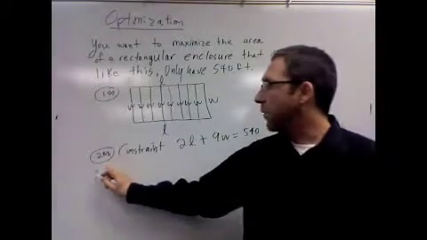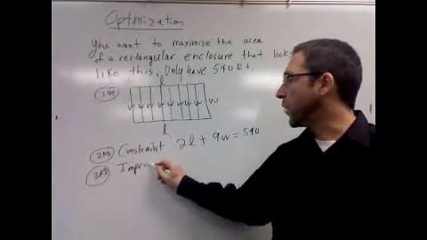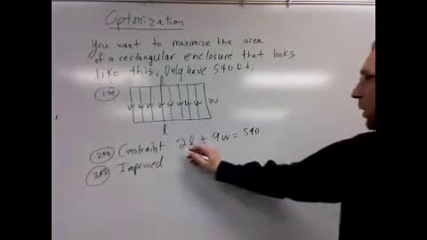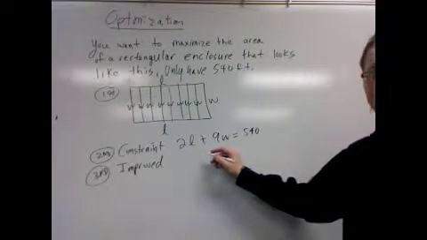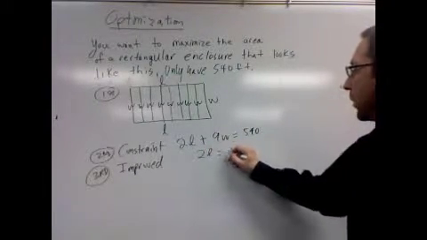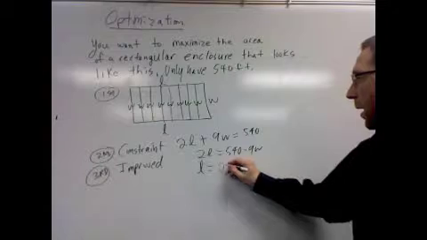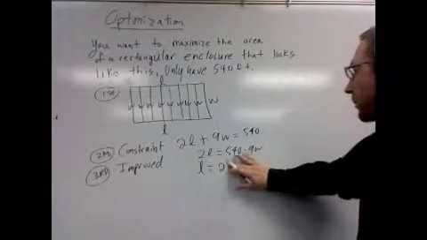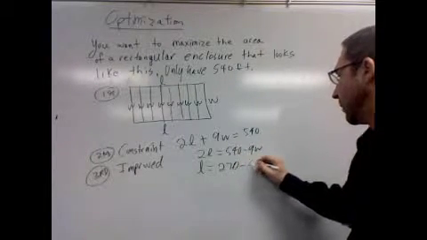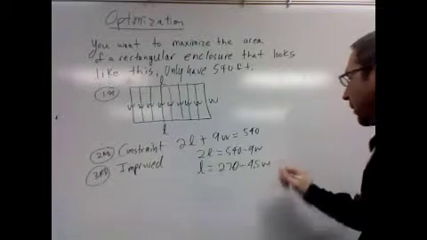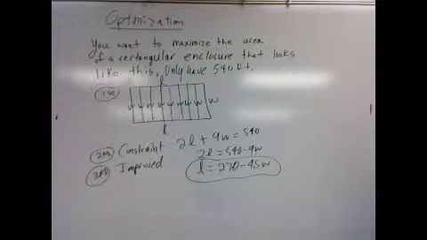The third step is to improve the equation above. An improved version would have one variable on one side. So you could subtract 9W from both sides. You get 2L equals 540 take away 9W, and then divide by 2. And now we've got a more useful equation that we can stow away just for the time being.